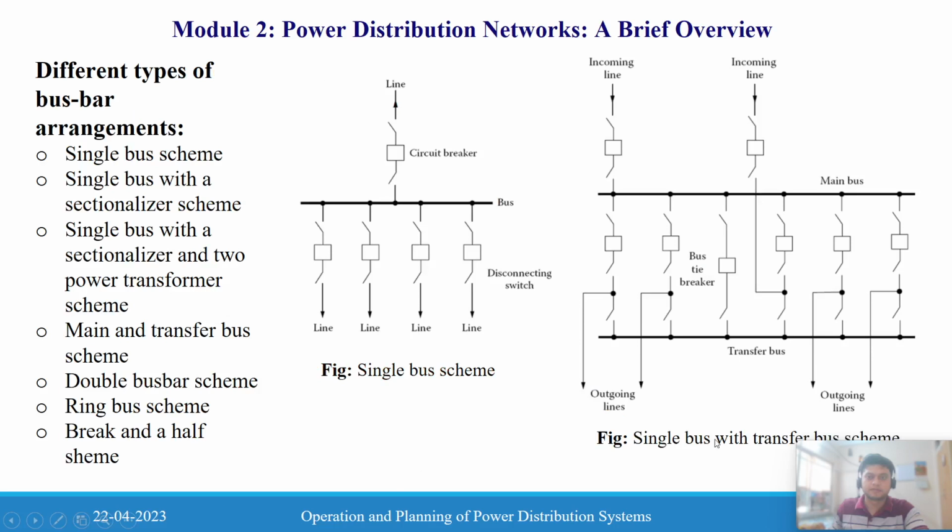Now we will see the different types of busbar arrangements, also called switchgear arrangements. The different types are: single bus scheme, single bus with a sectionalizer scheme, single bus with a sectionalizer and two power transformer scheme, main and transfer bus scheme, double busbar scheme, ring bus scheme, and breaker and a half scheme, which is most commonly used.